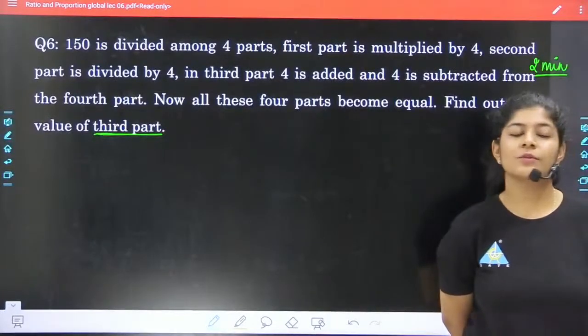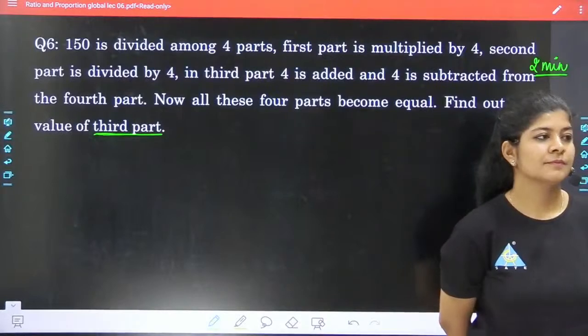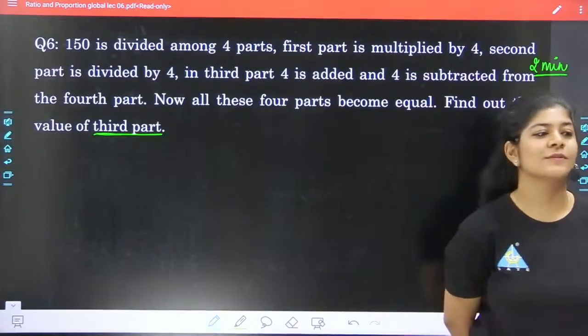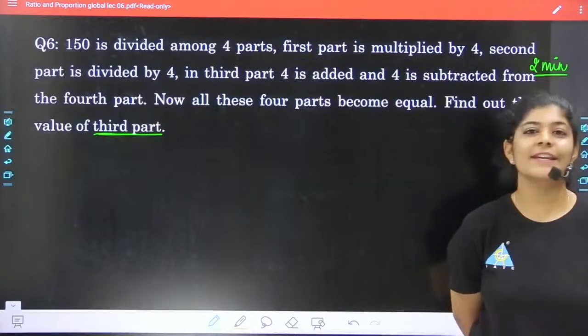Try to solve this question. This is a very easy question. Trust me, this is very easy.